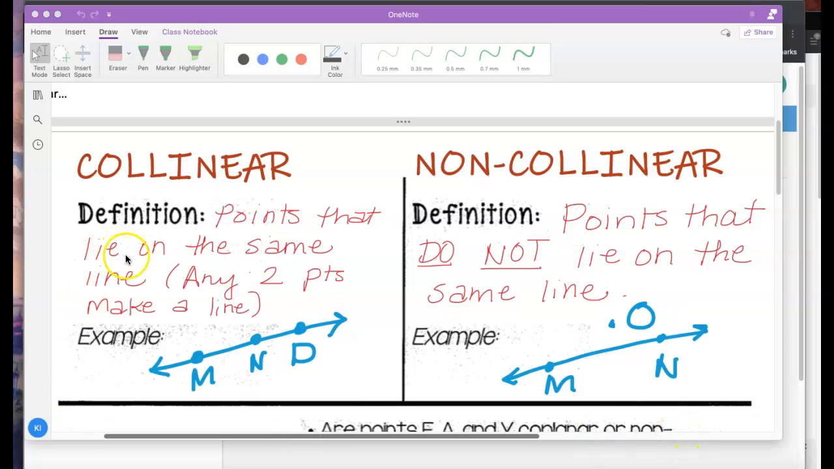All right, guys, we're back. We're going to talk a little bit about something called collinear and non-collinear, and then coplanar and non-coplanar.